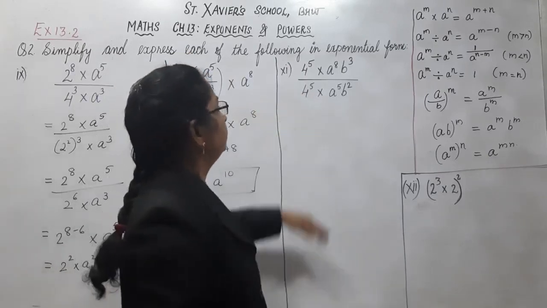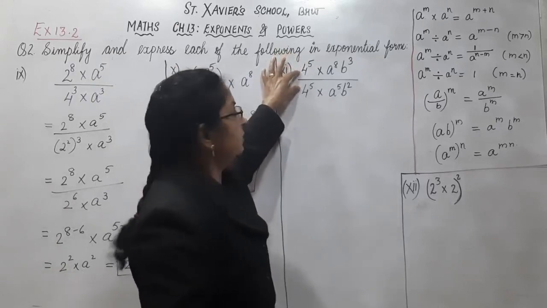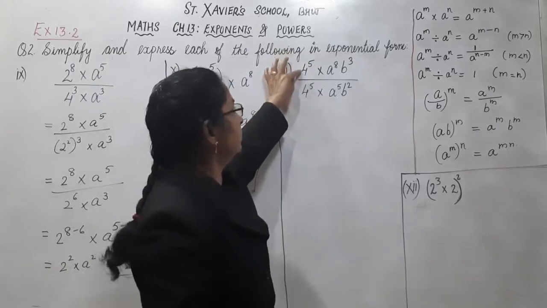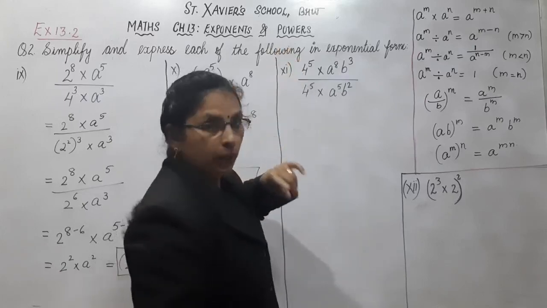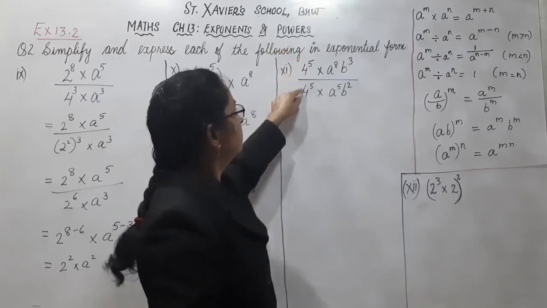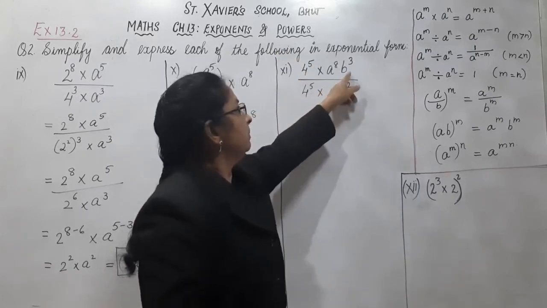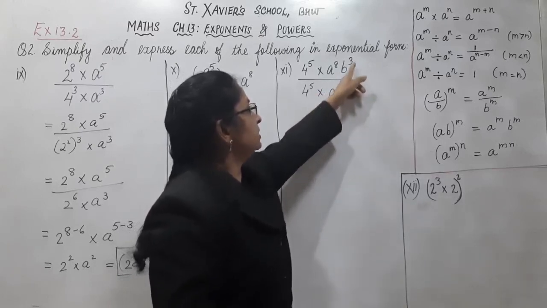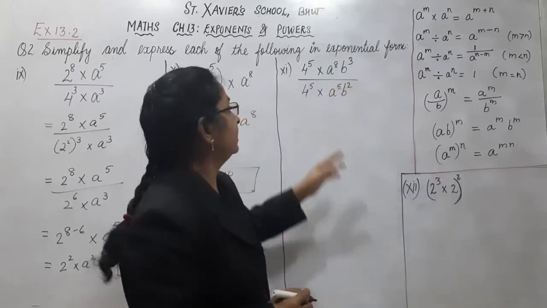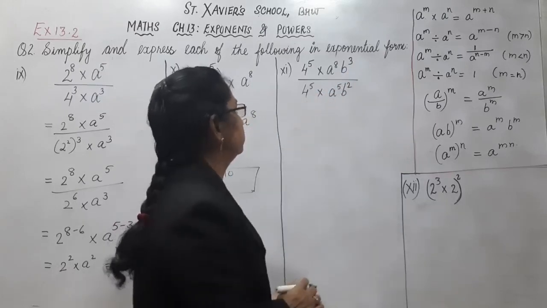Here again 4 to the 5. Here you don't have to find the factors of 4 because both the terms are the same. The base is the same. So 4 to the 5 minus 5 is 1. Then a raised to 8 minus 5 is a raised to 3. b raised to 3, b raised to 2. That means 3 minus 2 is 1. So our answer will be 1 into a cube b. That's all.